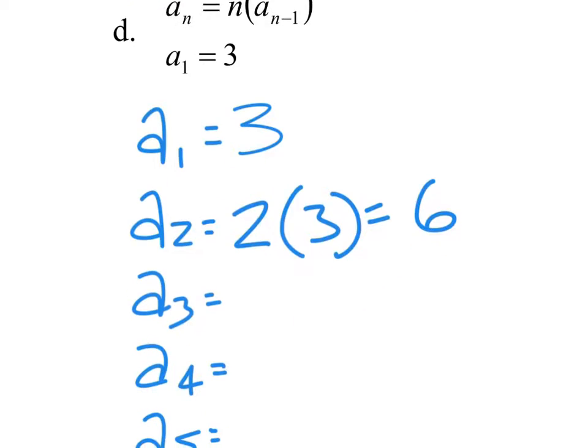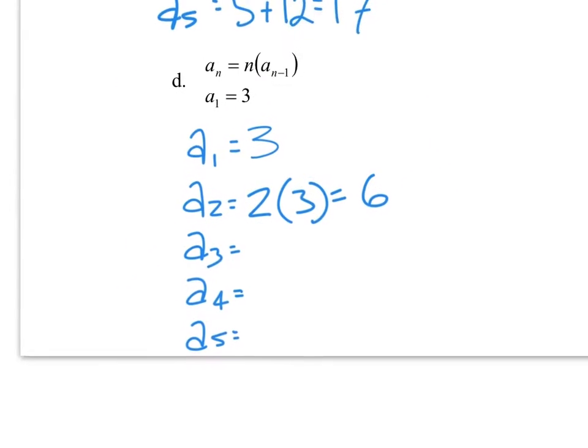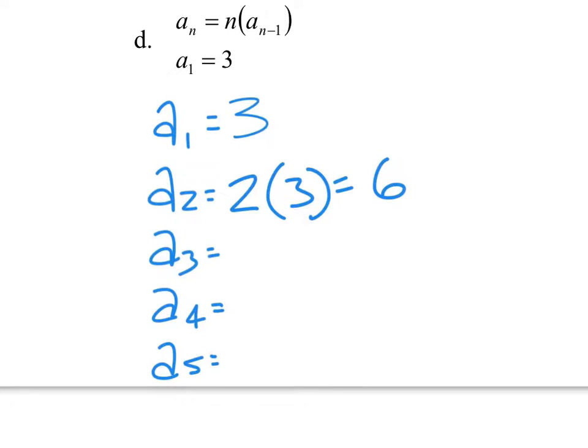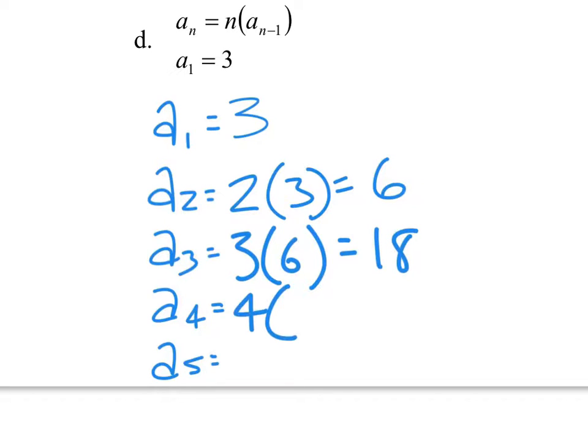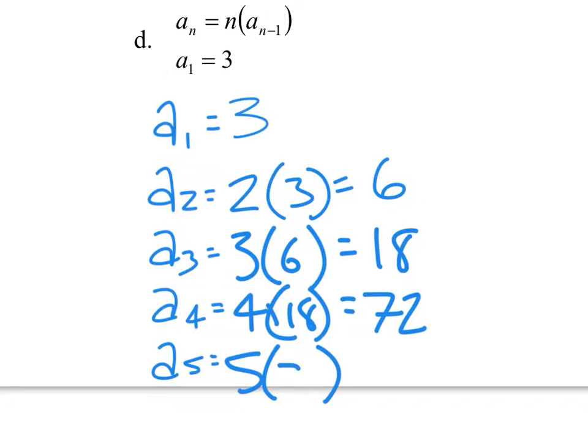6. So now we're going to proceed like the way we were just a moment ago. So it's going to be 3 times the value of the previous term, which is 6, and that's going to give us 18. 4 times what? 18, and 4 times 18 is 72. And then finally, the fifth term times the value of the previous term, 72. 5 times 72 is 360. Beautiful. There's our answer for all these recursive equations.